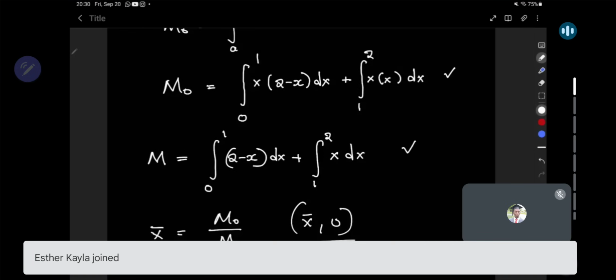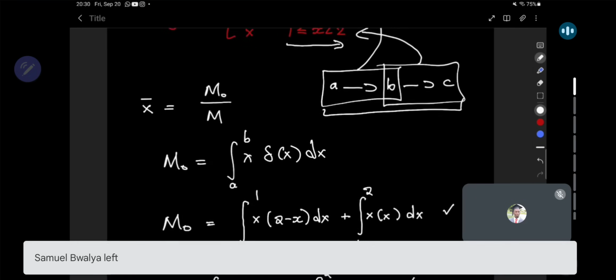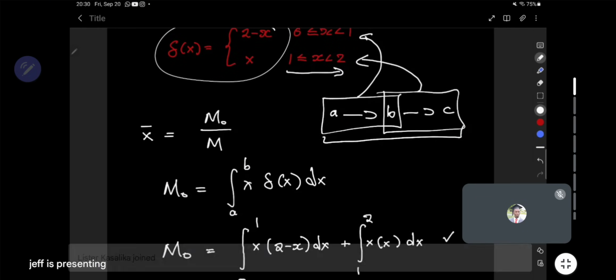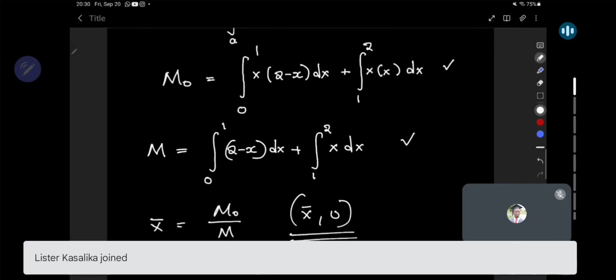Do we have anyone with a challenge here? I've just explained how you'd get it and the interpretation of this presentation of the density. Are we okay with this, or do we have a question? Maybe Lloyd, you have a hand up? Yes, sir. Go ahead.